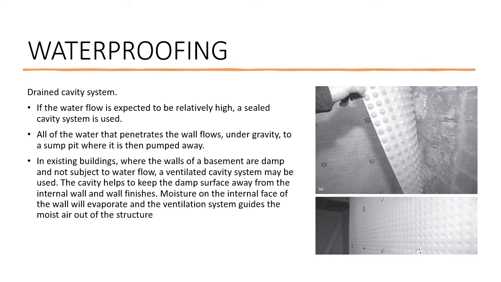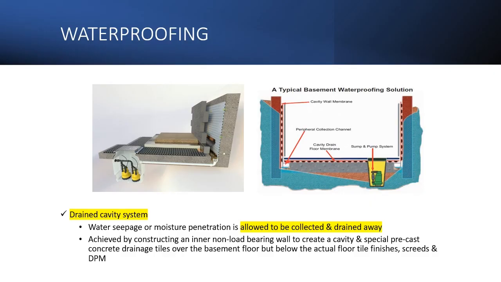If the water flow is expected to be relatively high, a sealed cavity system is used. All the water that penetrates the wall flows under gravity to the sump pit where it is then pumped away. In existing building where the walls of basement are damp and not subject to water flow, a ventilated cavity system may be used. There are a few other systems. The cavity helps to keep the damp surface away from the internal walls and wall finishes. Moisture on the internal walls of the wall will be evaporated and the ventilation system guide the moist air out of the structure.